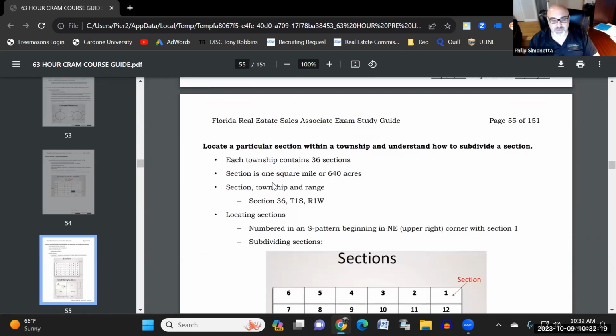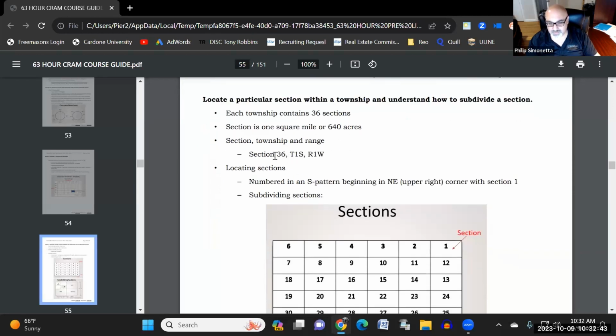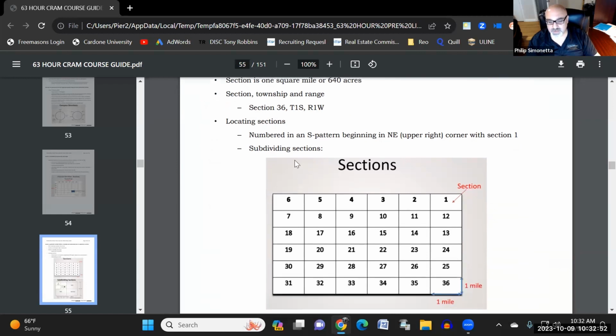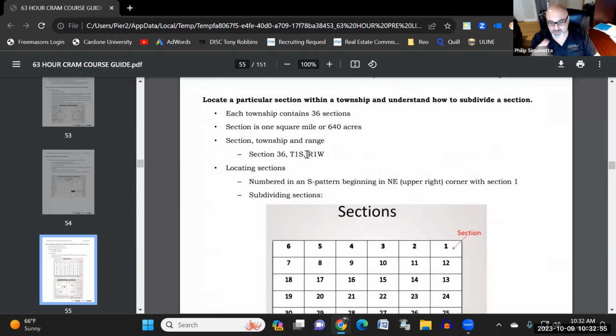Now, you need to know how to locate a particular section within a township and understand how to subdivide a section. Each township contains 36 sections. A section is 1 square mile or 640 acres. A section, township, and range is how it's stated so you can find it, like section 36, township 1S, R1W. You would find it on the map: go to section 36, T1S, R1W, there it is.